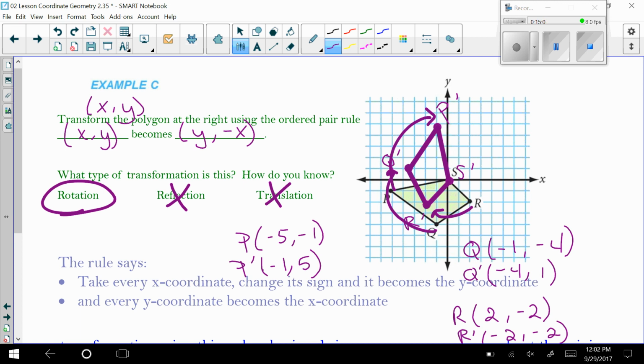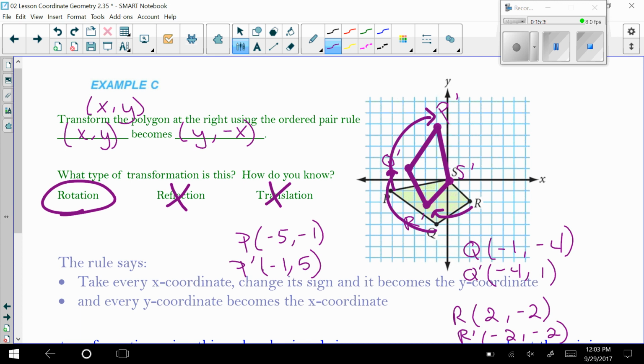So how do we know this? Well, the orientation is the same, but there's not a vector that goes in the same direction. We didn't move every point over the same amount and every point up the same amount. And more specifically, we can say that this is a 90-degree rotation. So R, which was point (2, -2), has now become point (-2, -2). So it rotated from quadrant 4 to quadrant 3.